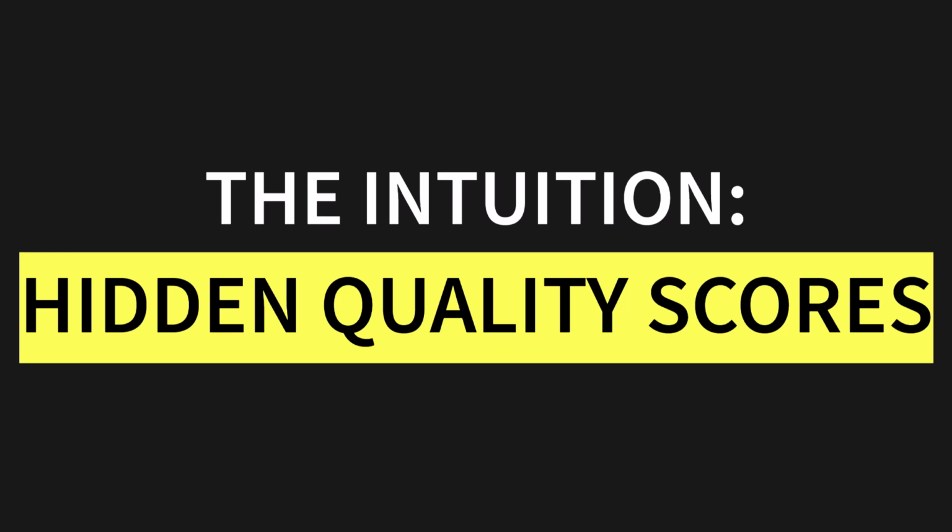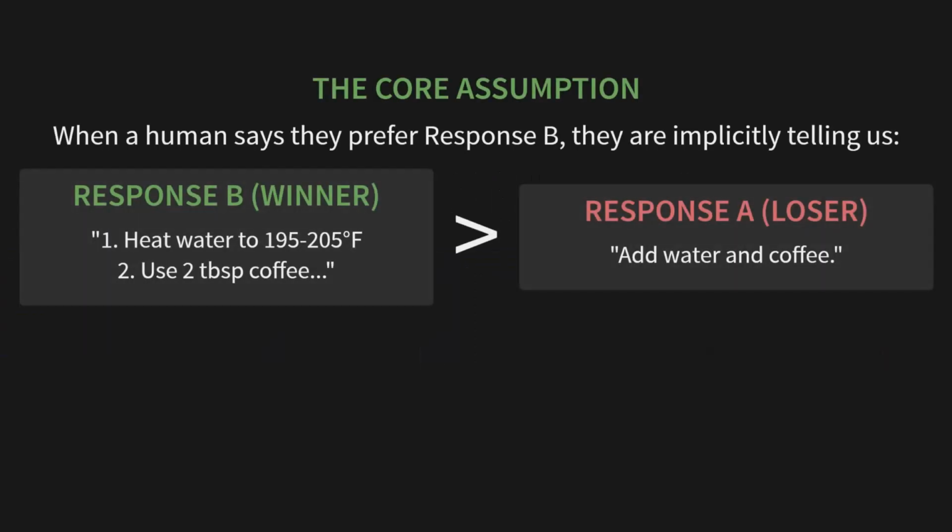So here's the intuition. Let's call it hidden quality scores. This is the key idea. The core assumption is this. When a human says they prefer response B, they are implicitly telling us that response B has a higher hidden quality score than response A.